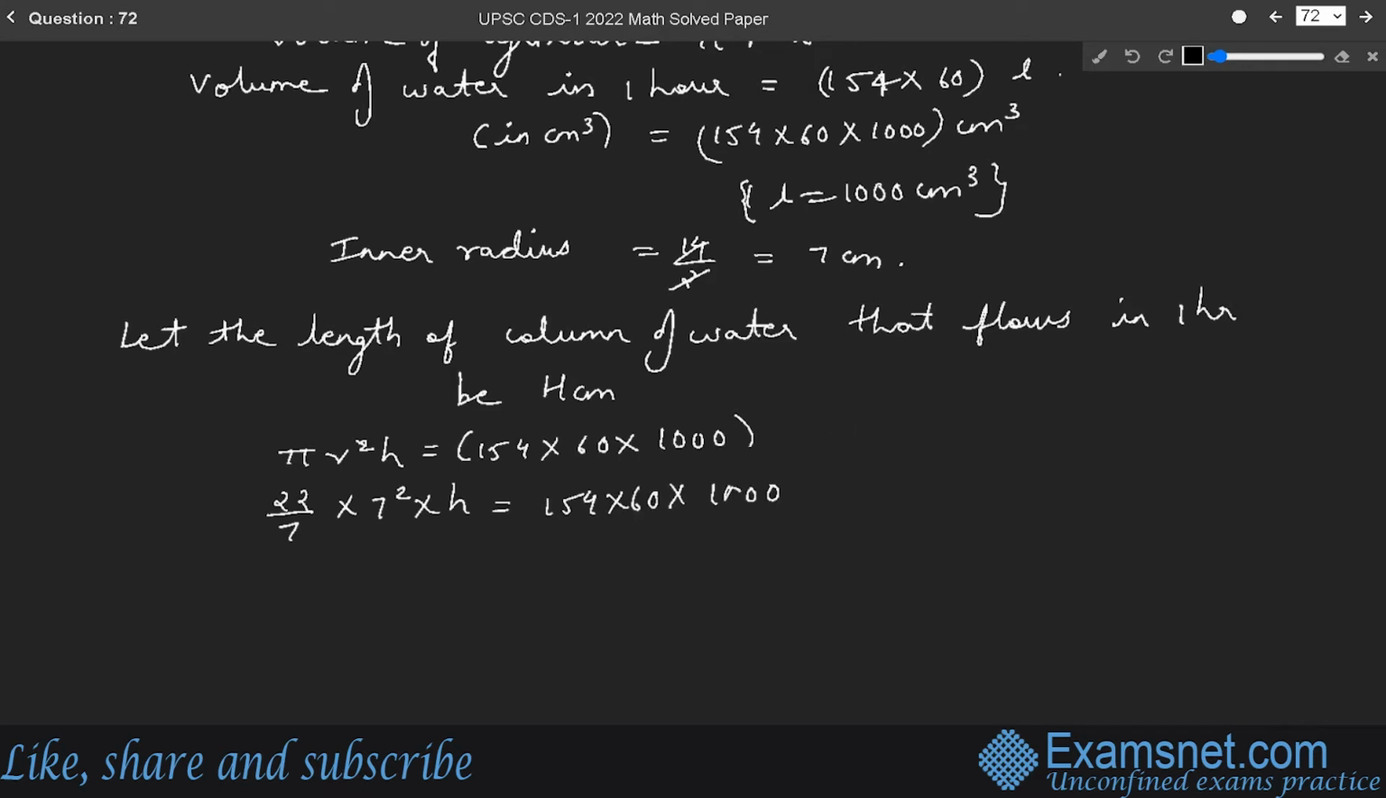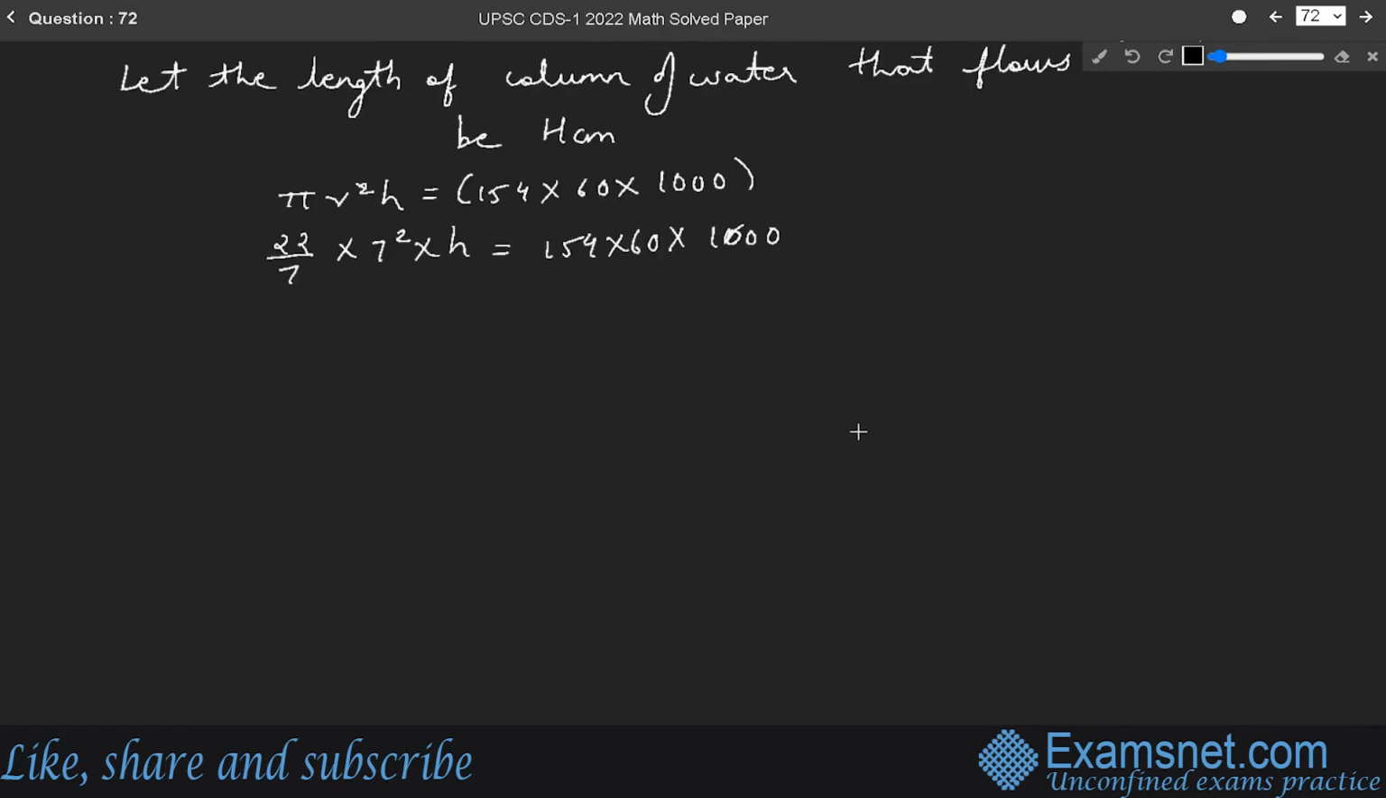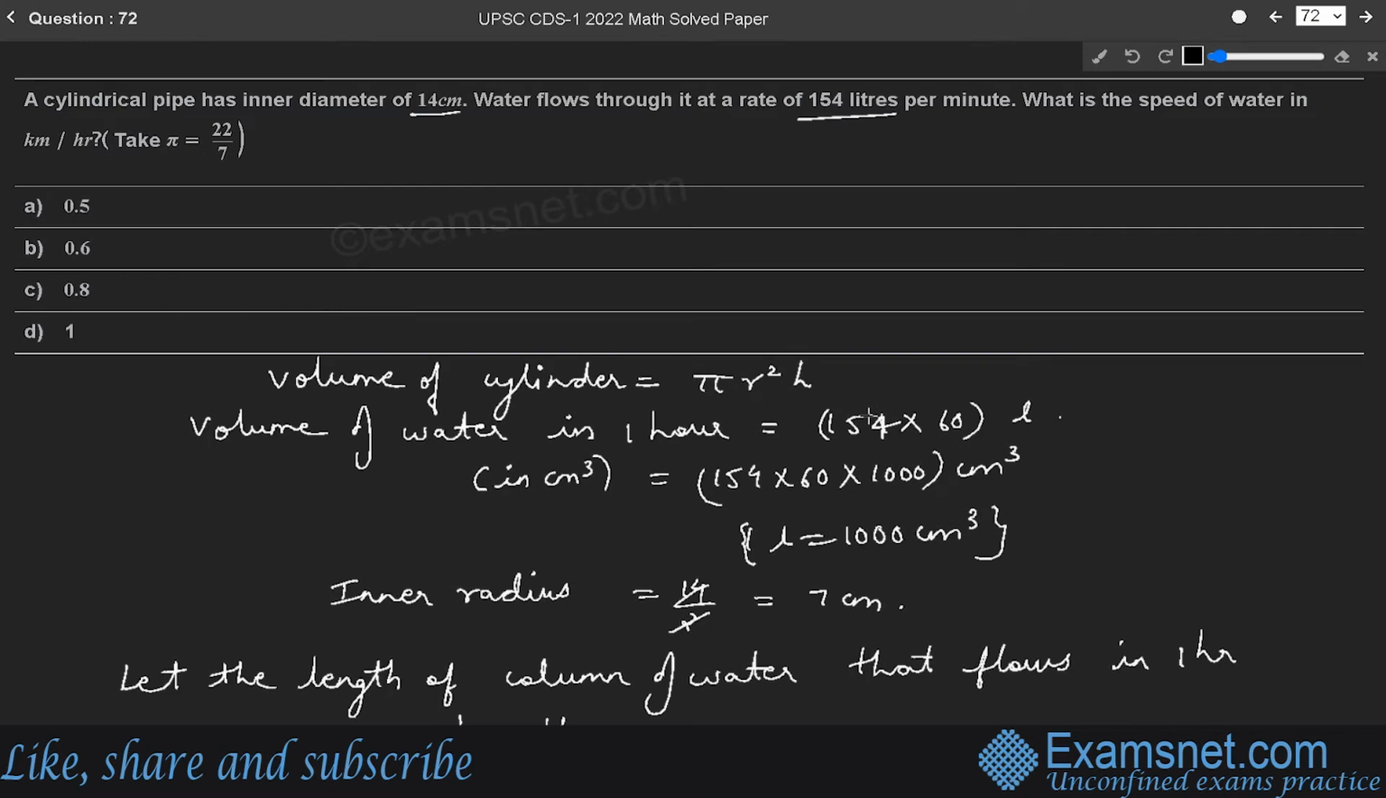See, what we are doing is we are just using the basic formulas that come in the surface area and volumes. So on further solving, it will be 154 h is equal to 154 into 60 into 1000. So the value of h will be here 60,000, or we can say 0.6 kilometers. Therefore h is the speed of water here. So the speed of water in kilometer per hour is 0.6. Therefore the correct option for this question is option number B, which is 0.6.